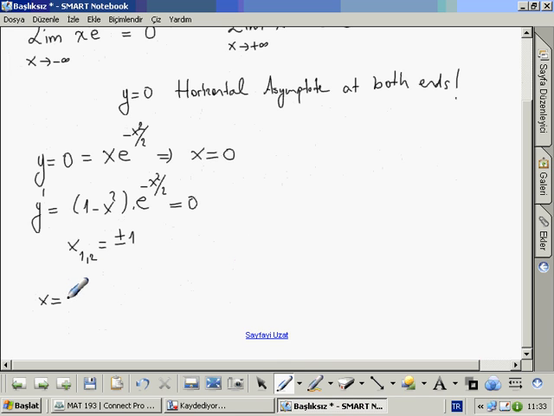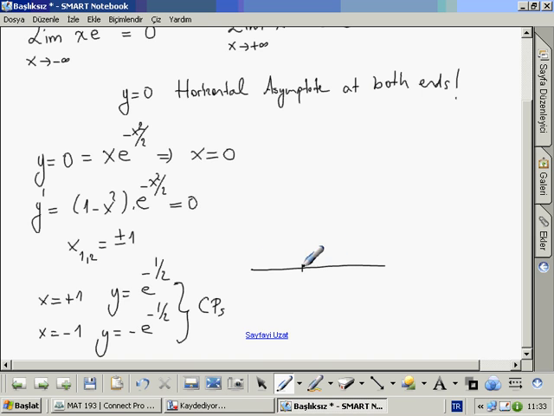And we know that when x equals plus 1, y will be e to the minus 1 over 2, and when x equals minus 1, y will be minus e to the minus 1 over 2. So these are the critical points, this is minus 1, this is plus 1, and this gives the decreasing and increasing parts, and again the decreasing parts.